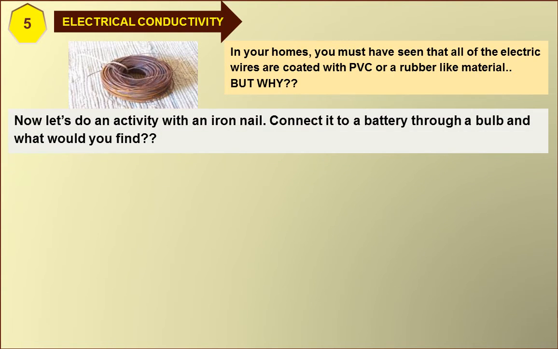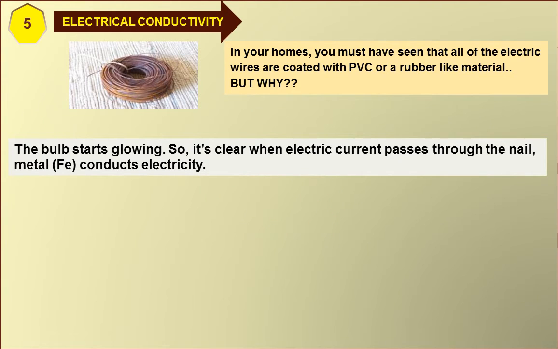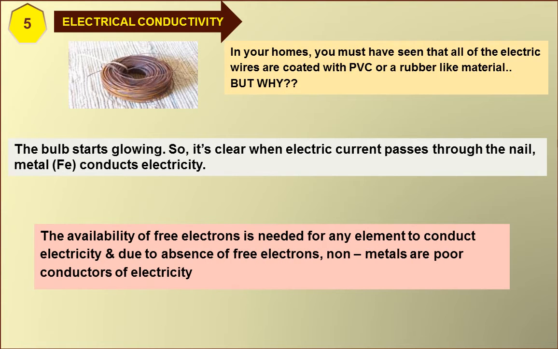Let's find out through an activity with an iron nail. Firstly, connect it with the battery through a bulb. What would you find then? The bulb starts to glow. It's a miracle. Not really. Actually, what happened is when electric current passes through the iron nail, iron being a metal, conducts electricity.